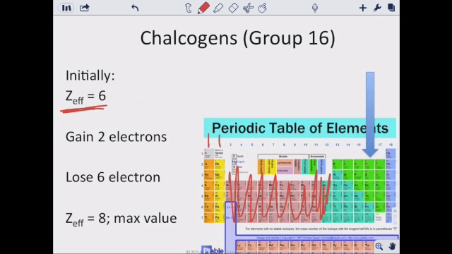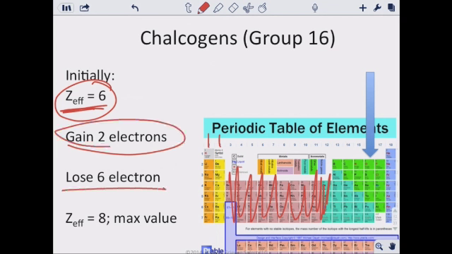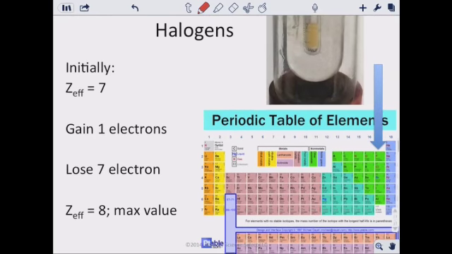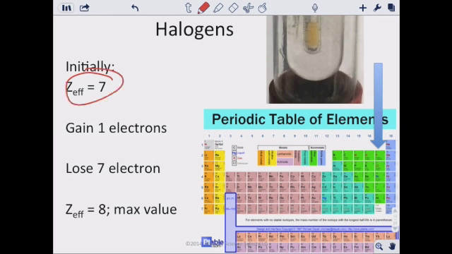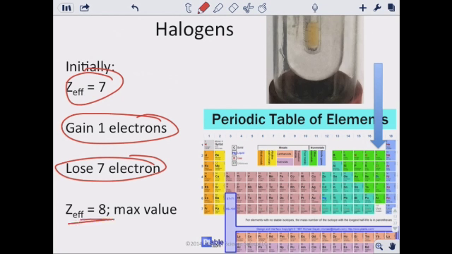So we're looking at group 16, we see it's 6, so it can either gain 2 or lose 6. What is it more likely to do? Gain 2. And so if it gains 2 negative things, it's going to have a -2 charge. And we keep going with the halogens. We see that it starts initially with 7, and so it can gain 1 or lose 7 to get to that magical number of 8, and so it's more likely going to gain 1, which, if it gains an electron, gains a negative, becomes -1 for its oxidation number.